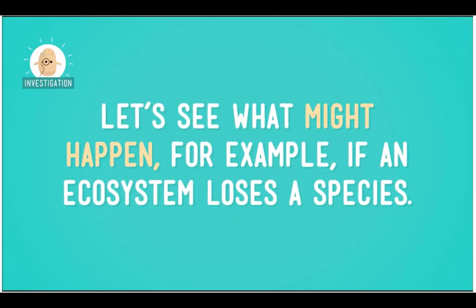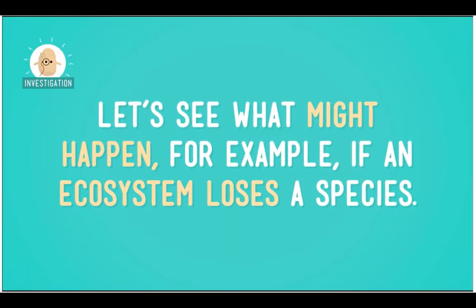Just like when you touch one part of a spider web and the whole thing vibrates, when one link in the food web is threatened, it can shake up the whole ecosystem. Let's see what might happen, for example, if an ecosystem loses a species.